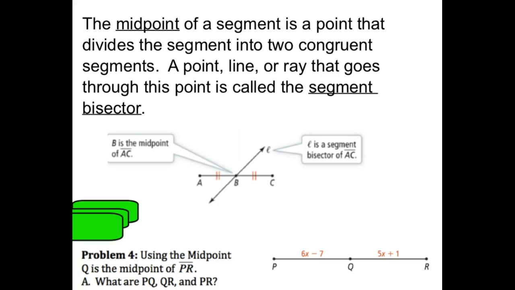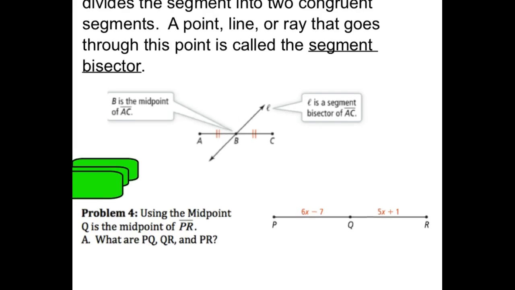A midpoint, it is the middle. It is the middle of a segment. Now anything that goes through that midpoint of your segment is called the segment bisector. It could be a line, it could be a plane, it could be a ray, it could be a segment. All of those could be your segment bisectors as long as they go through the midpoint of a segment.